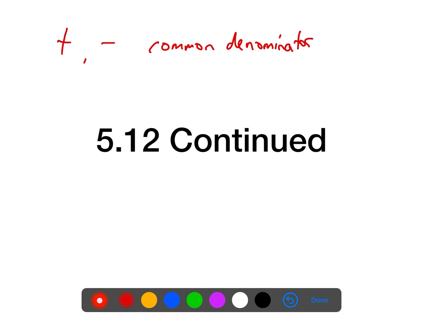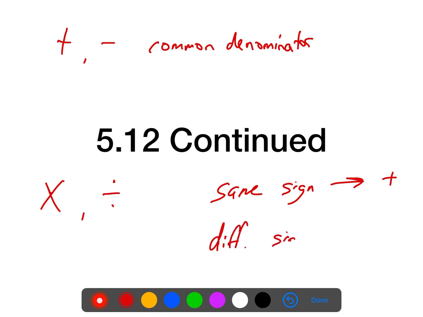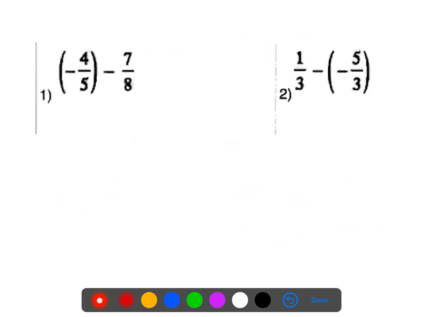We can divide integers and rational numbers. Just remember that our rule for multiplying and dividing is the same. So when we multiply or divide, if it's the same sign, then our answer is positive. And that could be two positives or two negatives being multiplied or divided. And if it's different signs, then our answer is negative. So we'll try to look at a few examples about that.